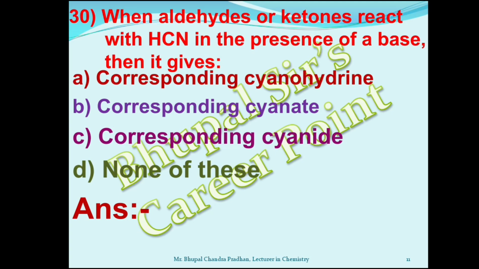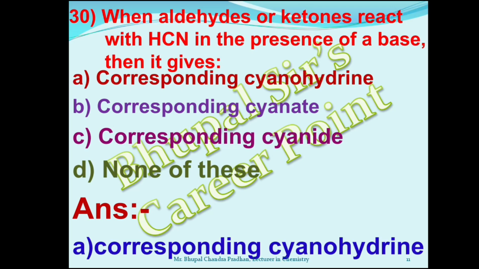As a result, we get corresponding cyanohydrin. When aldehyde reacts with HCN in the presence of a base, then corresponding aldehyde cyanohydrin is formed. When ketone reacts with HCN in the presence of a base, then corresponding ketone cyanohydrin is formed. So the correct answer is option A, that is corresponding cyanohydrin is formed whenever aldehyde or ketone reacts with HCN in the presence of a base.